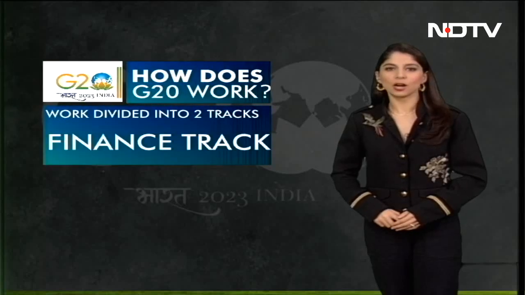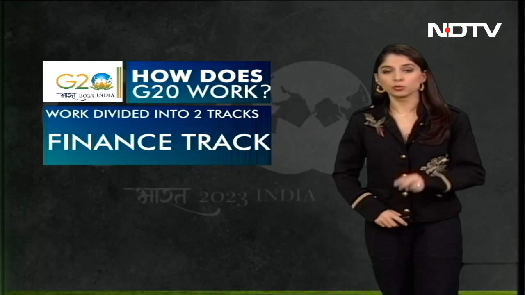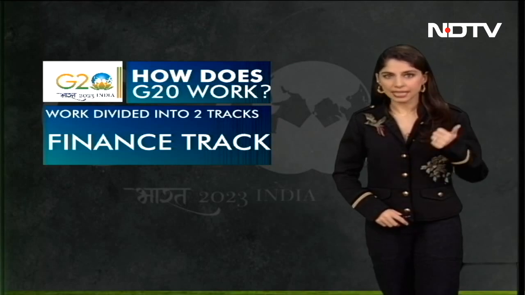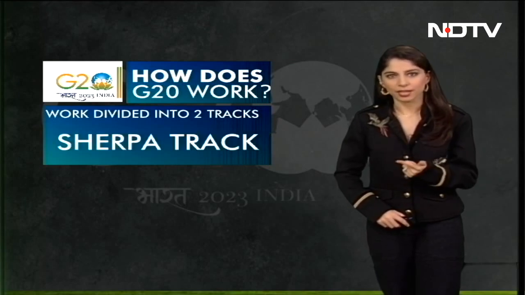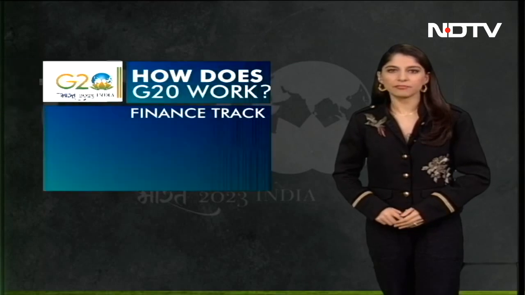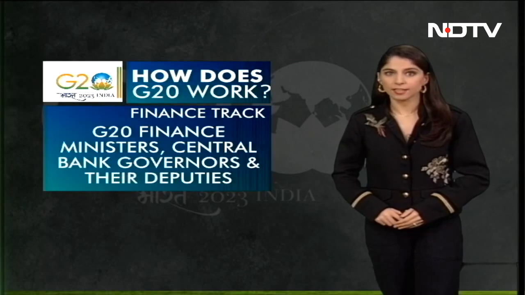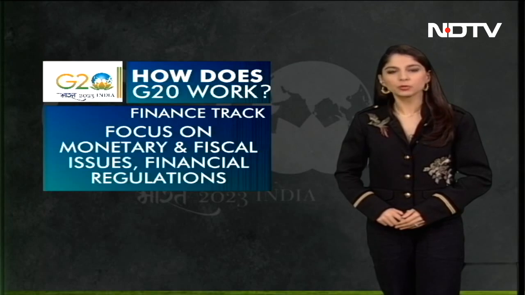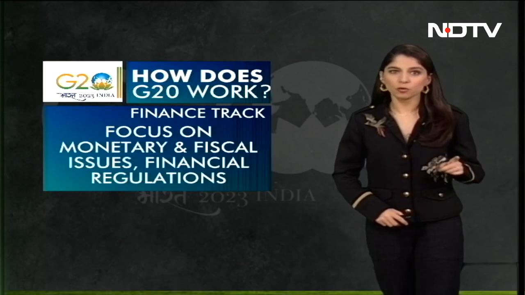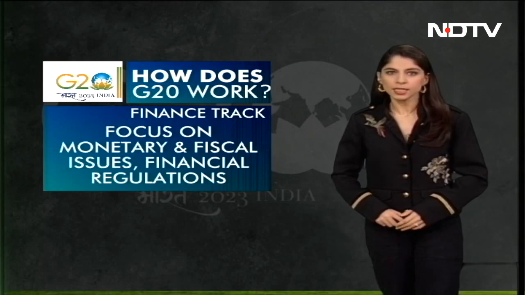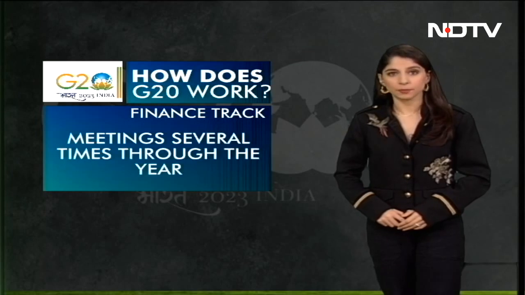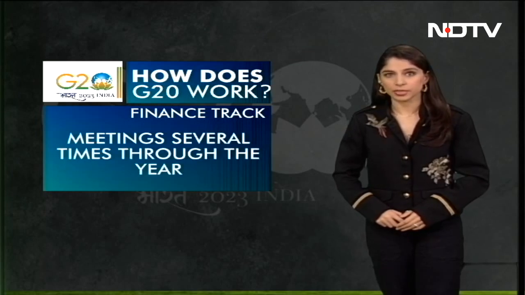Let's take you through how the G20 works. Well, processes under G20 are divided into two parallel tracks, the finance track and the Sherpa track. Now, the finance track is led by finance ministers and central bank governors of member nations who meet throughout the year. Meanwhile, the Sherpas oversee negotiations all through the year, discussing agenda items for the summit and coordinating the work of the G20 as well.